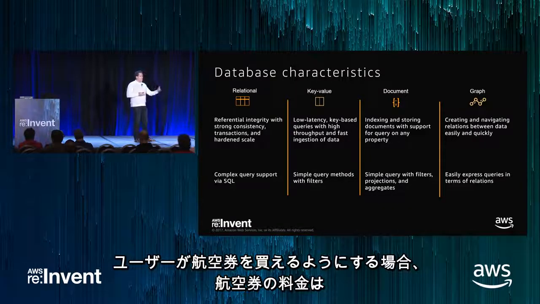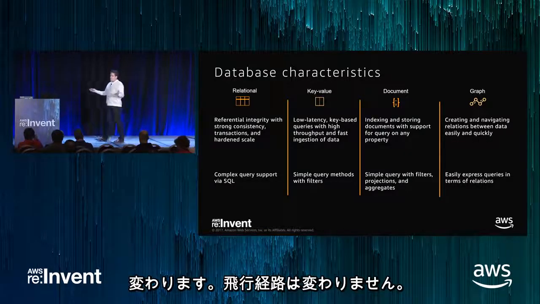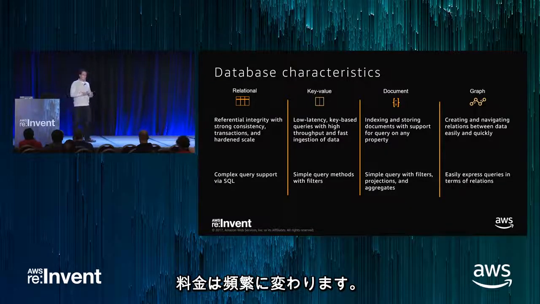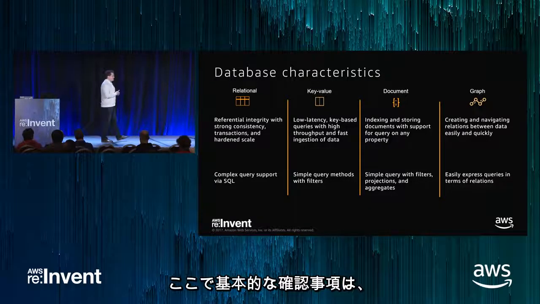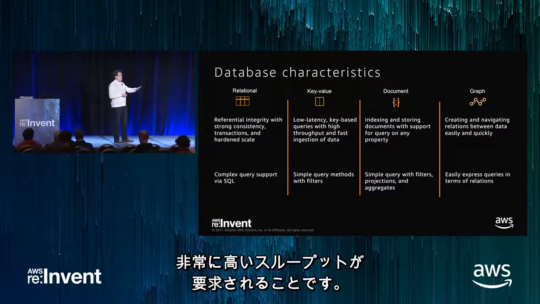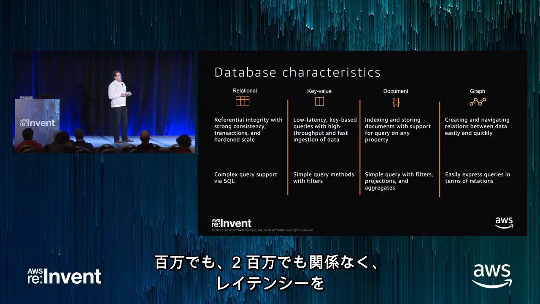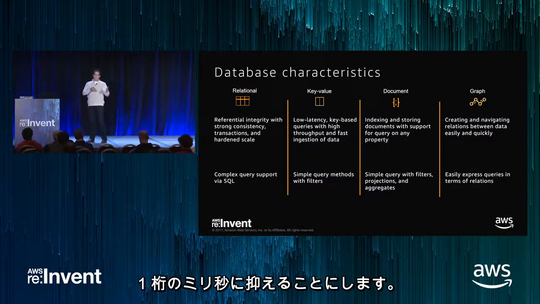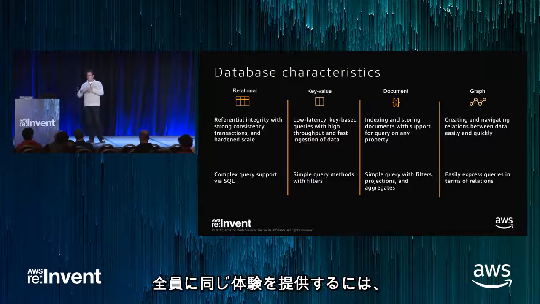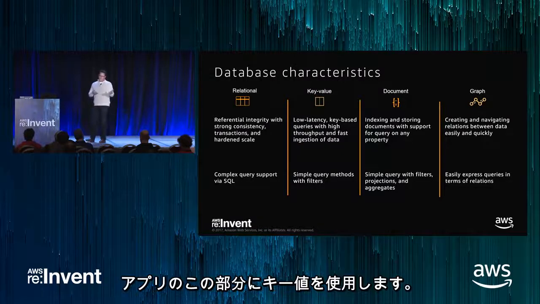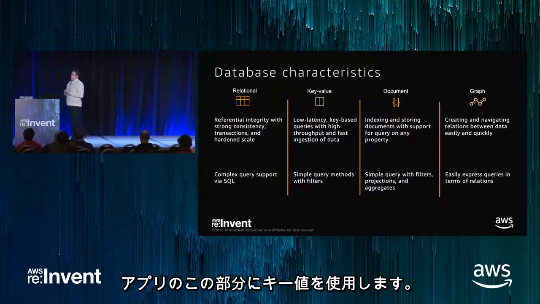If we were allowing people to actually shop for flights, and we know flight prices change, the routes don't change, but the prices change pretty consistently. The requirement here was super high throughput, but we wanted to guarantee single-digit millisecond latency, so that regardless if we had 1 million or 500 or 2 million users, everybody had a consistent experience. We might use key value for that part of the app.